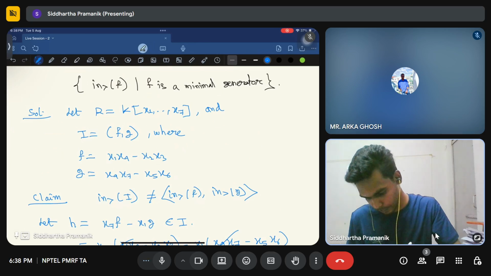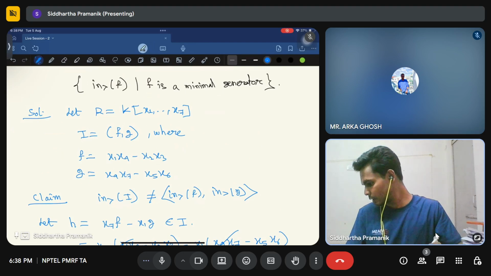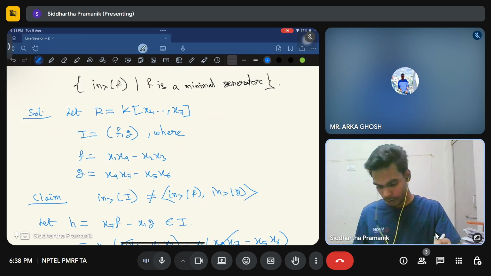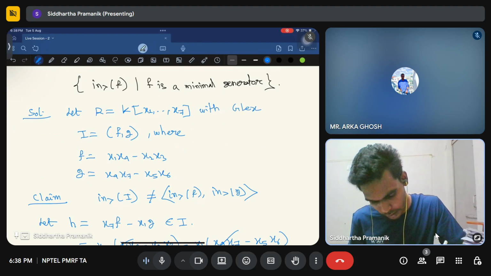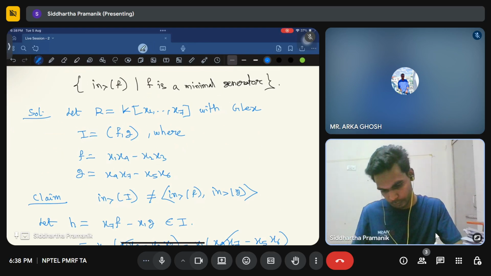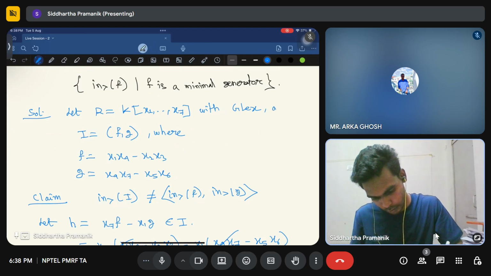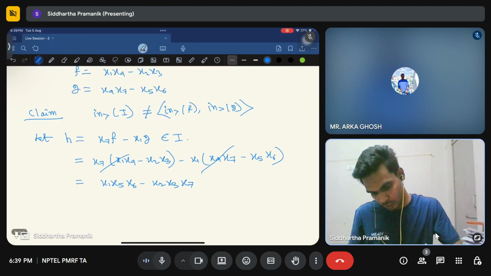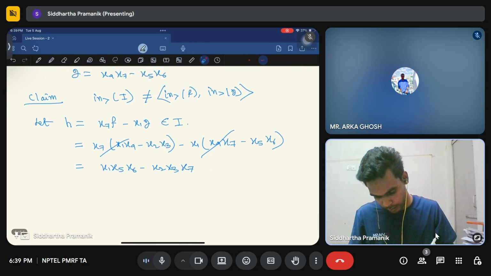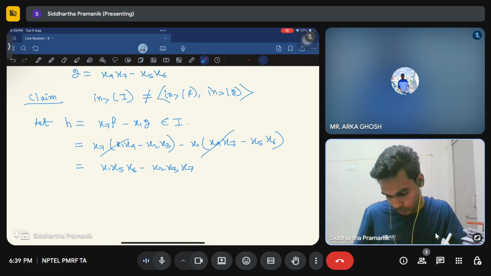I think it is graded lex. So let R be with the graded lexicographic order. Okay, so now we have got h. So with respect to the grlex order, what will be the initial term of h?